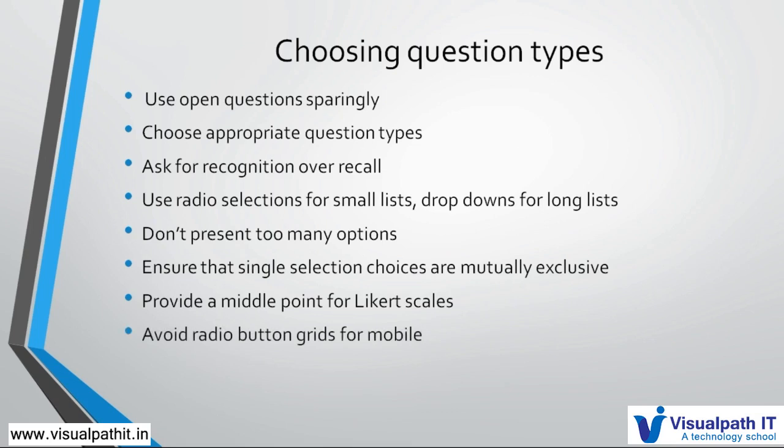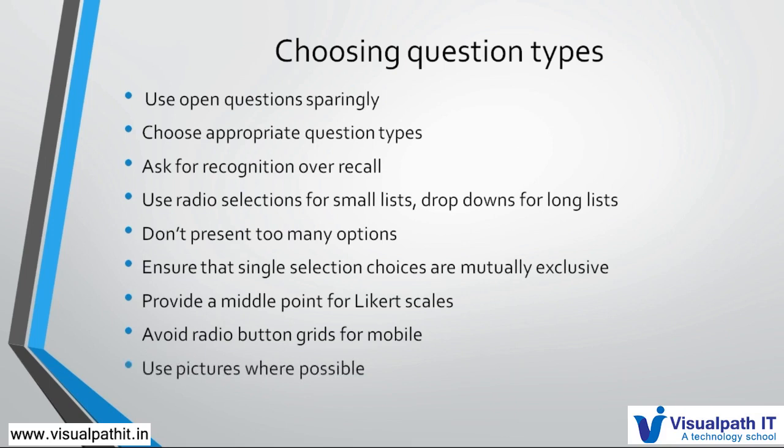Next, avoid radio button grids for mobile. Radio button grids, such as a Likert scale rating for multiple items, can work very well on a bigger screen but can be devilishly difficult to fill out on a small screen. If a lot of your participants are likely to be filling out the survey on mobile, try to avoid radio button grids. Instead, break the rows up into separate questions.